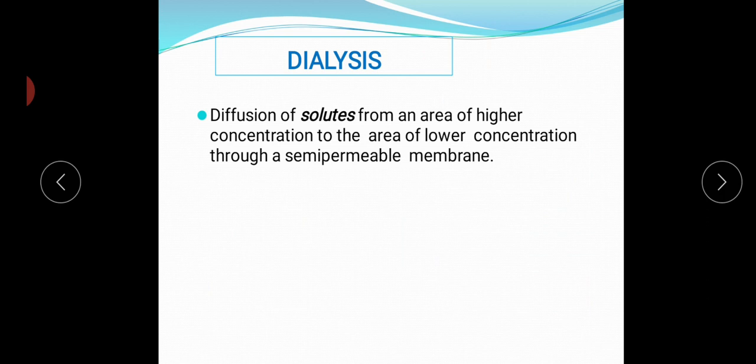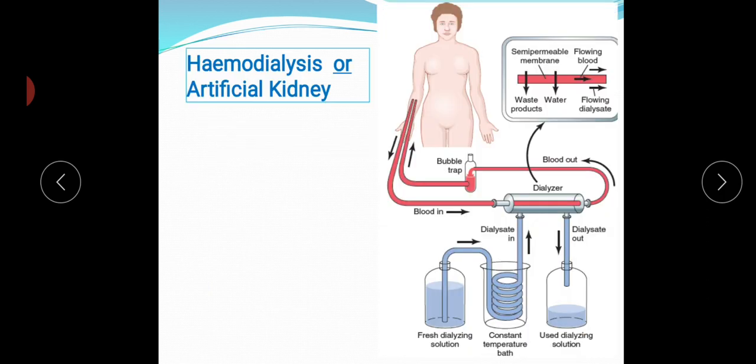So this is all about the various disorders of the kidney, the important disorders, not all of them. Now coming to one most important term, dialysis. You have heard this term. Dialysis means diffusion of solutes from an area of higher concentration to an area of lower concentration through a semi-permeable membrane. Dialysis may be of two types: hemodialysis and peritoneal dialysis. But as far as renal failure patients are concerned, hemodialysis is most commonly used.